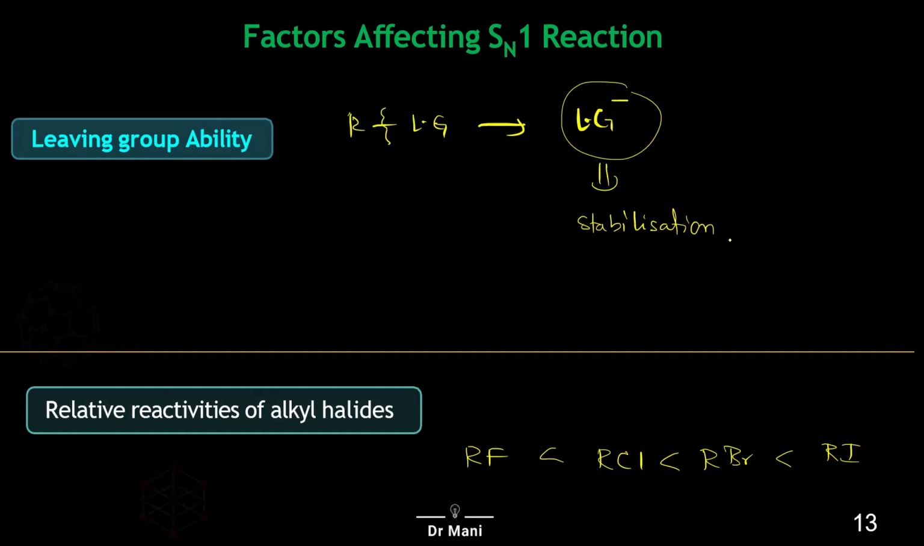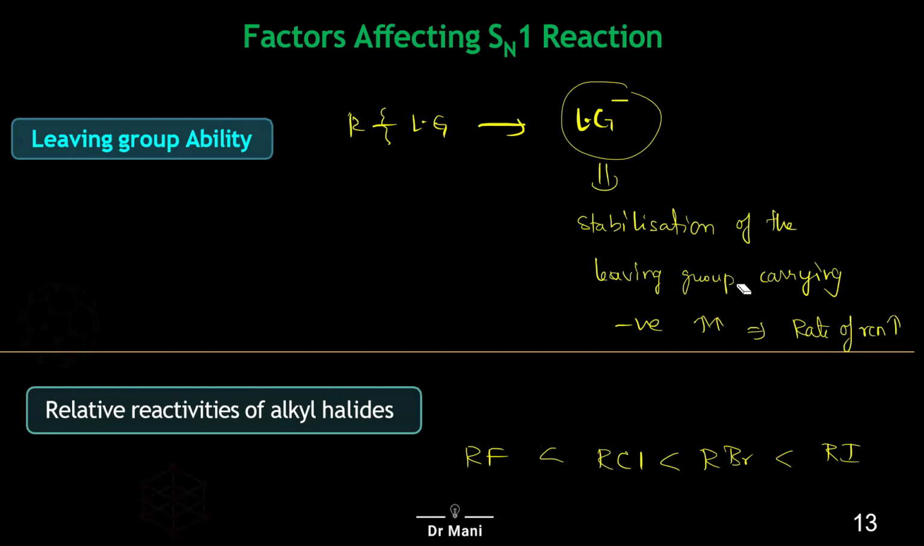So stabilization of the leaving group carrying the negative charge is very, very important. If it increases, the rate of reaction increases. Whenever the stabilization of the leaving group carrying the negative charge increases, then the rate of reaction will increase. Okay, so that's about the SN2 and SN1 reactions.